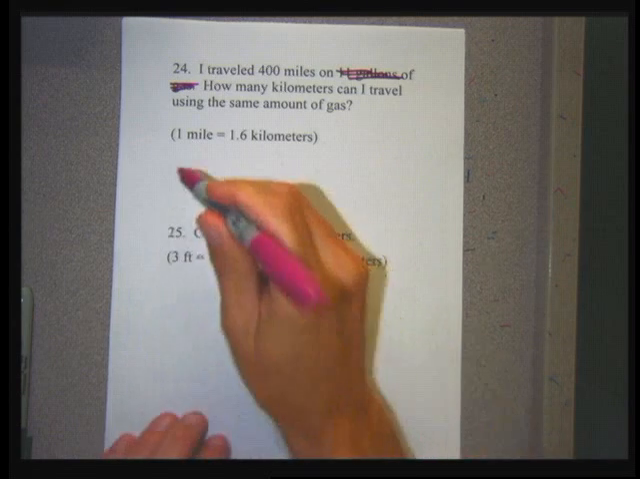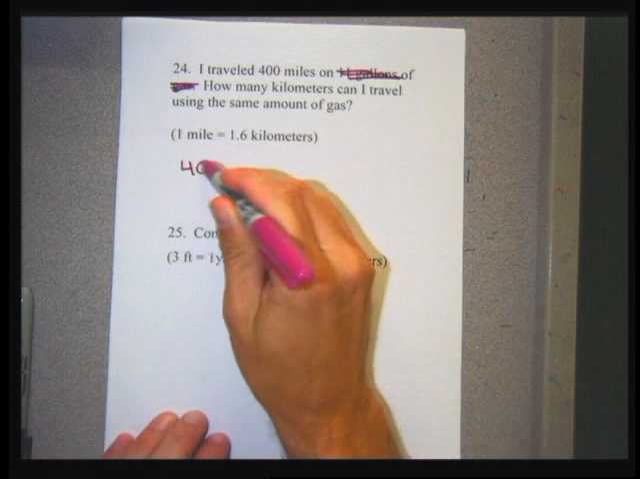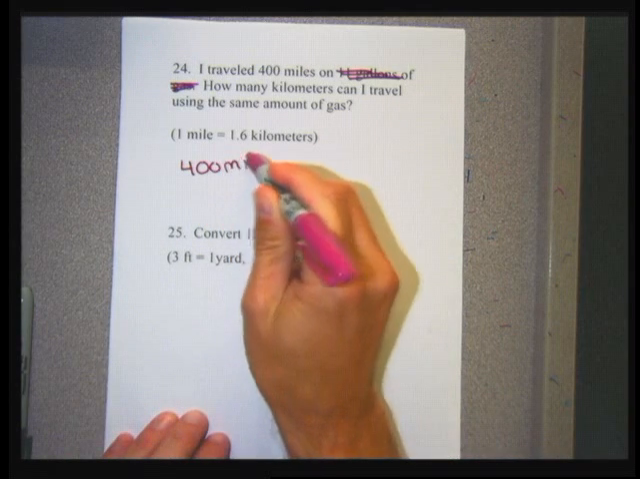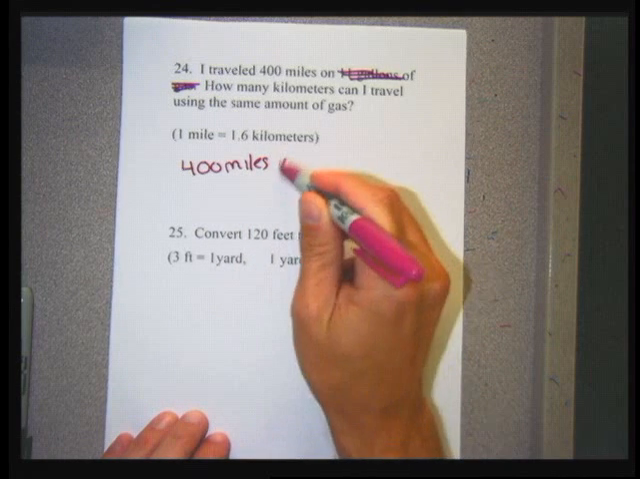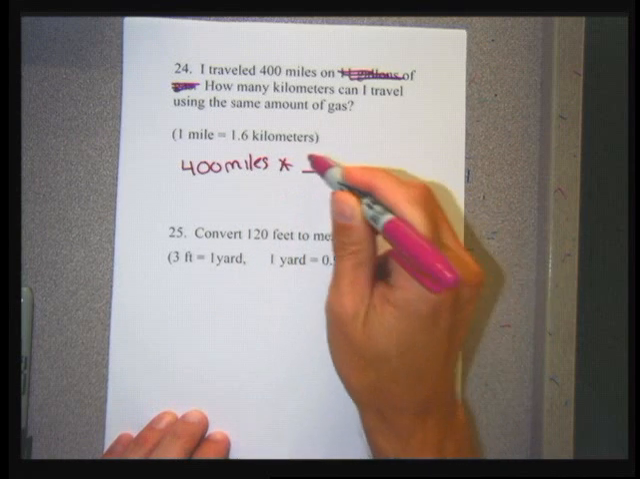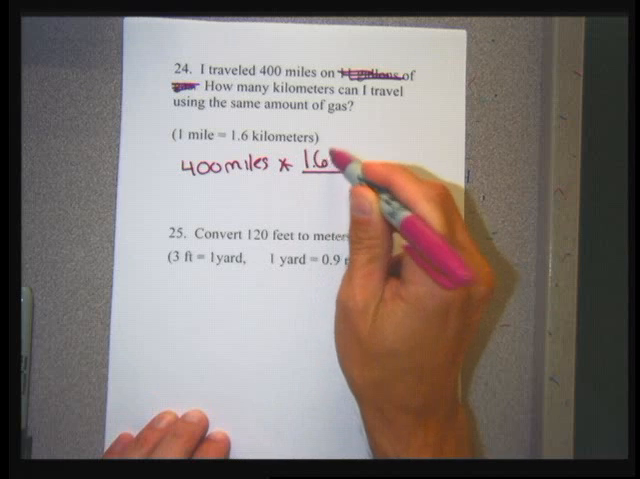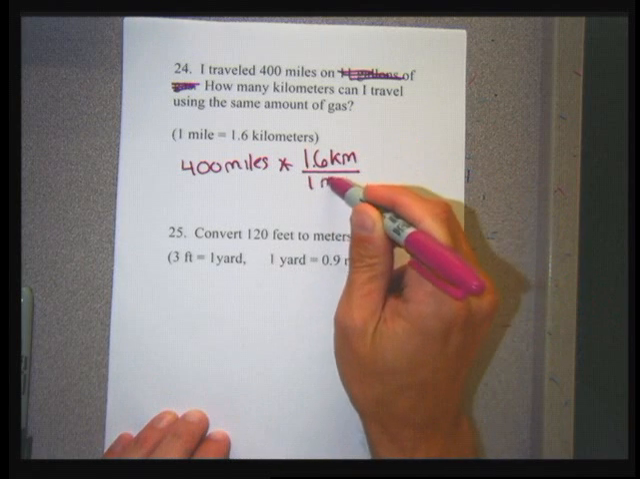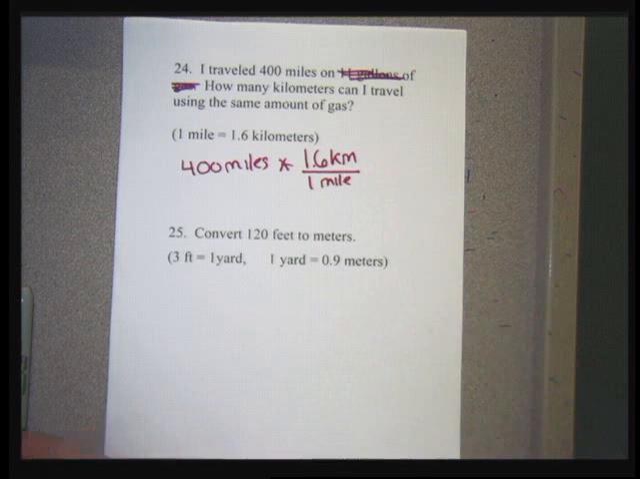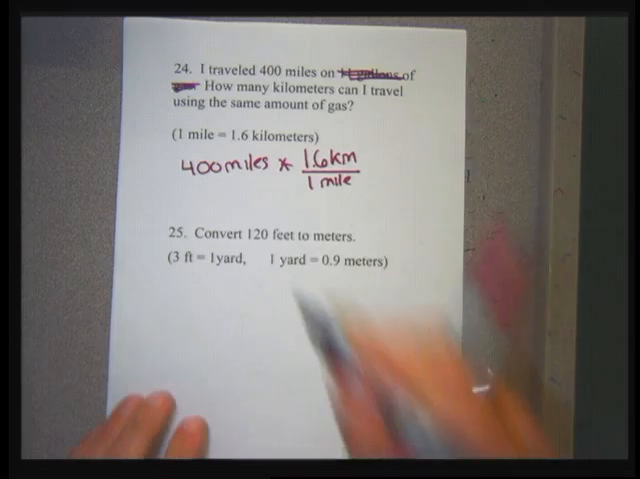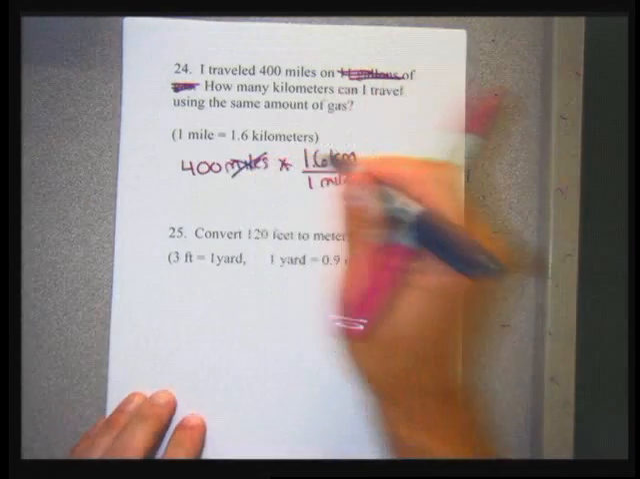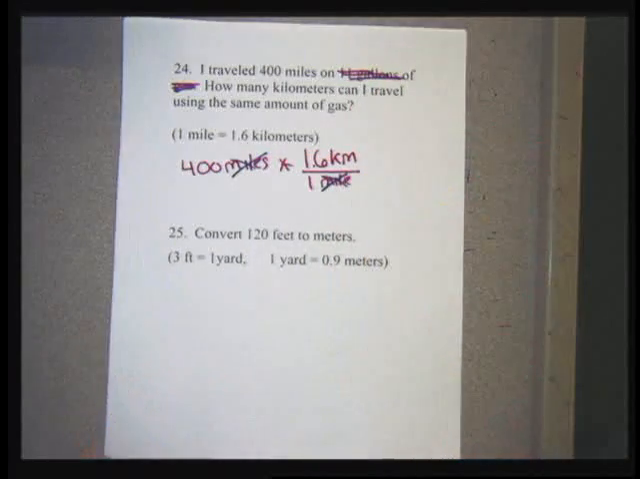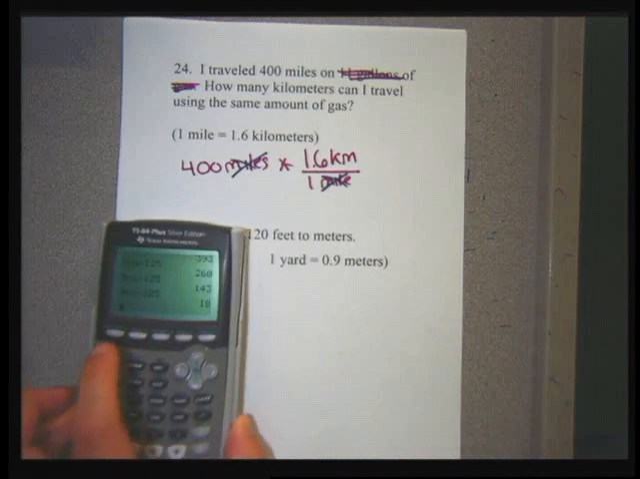So what I'm going to do is take the 400 miles that I have, and multiply by the unit that relates what I want and what I have. I want to have kilometers, which I'm going to write as km. I have miles, which I can write out as miles, or write as mi. So I multiply by a fraction. In the numerator is the unit that I want. In the denominator is the unit that I have. I have miles. I want kilometers.